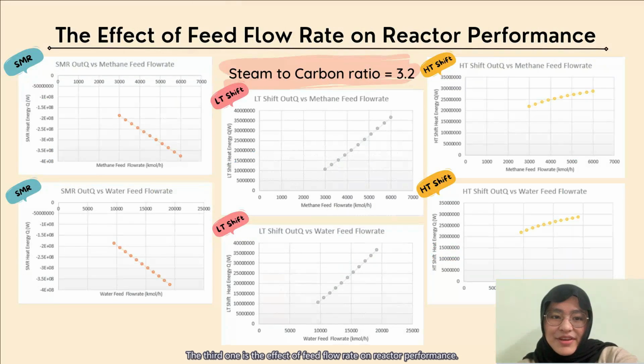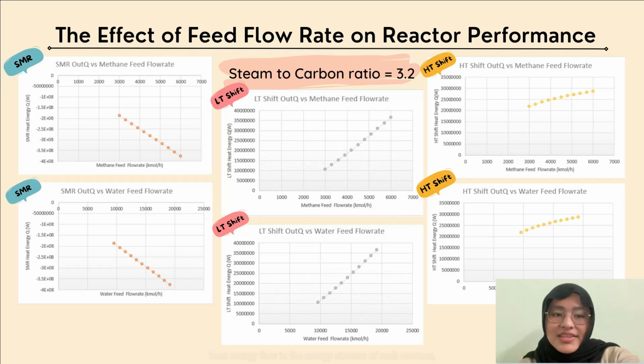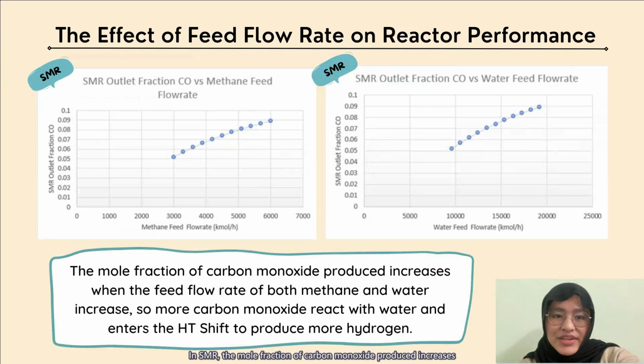The third one is the effect of feed flow rate on reactor performance. The sensitivity analysis of the feed molar flow rate is carried out based on a steam to carbon ratio of 3.2. It is observed that the increase in feed flow rate increases heat energy flow in the energy stream of each reactor, since there is more energy needed to be released or absorbed to maintain or reach a certain temperature. In SMR, the mole fraction of carbon monoxide produced increases when the feed flow rate of both methane and water increases. So, more carbon monoxide reacts with water and enters the HT shift to produce more hydrogen.